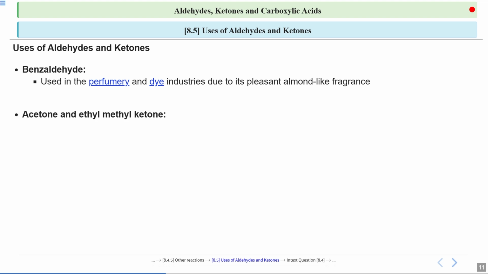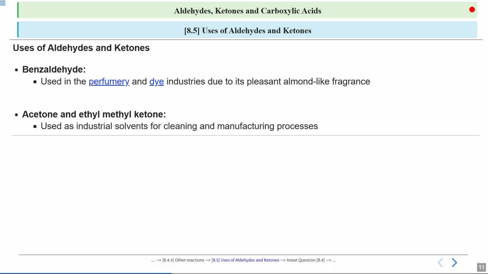Okay, now we will see towards the ketone part. So, moving on, now we see the uses of acetone and ethyl methyl ketone. Now, these are both ketones that play a significant role as industrial solvents, and they are widely used in cleaning and manufacturing processes due to their effectiveness in dissolving substances. Okay, so this is all we saw, the uses of different aldehydes and ketones.